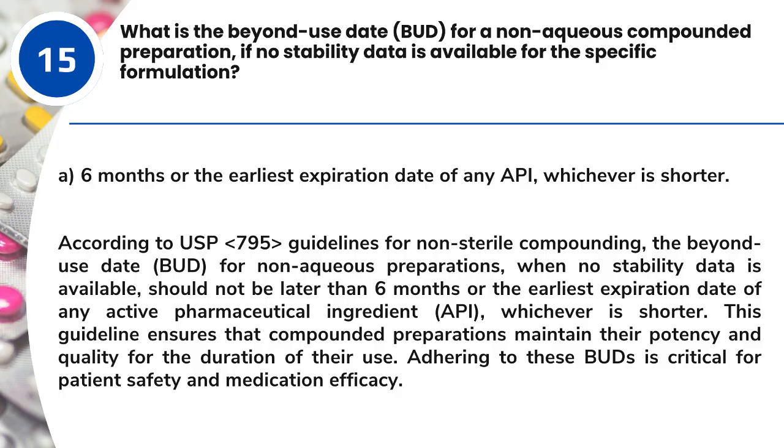According to USP <795> guidelines for non-sterile compounding, the beyond use date, BUD, for non-aqueous preparations, when no stability data is available, should not be later than 6 months or the earliest expiration date of any active pharmaceutical ingredient, API, whichever is shorter. This guideline ensures that compounded preparations maintain their potency and quality for the duration of their use. Adhering to these BUDs is critical for patient safety and medication efficacy.